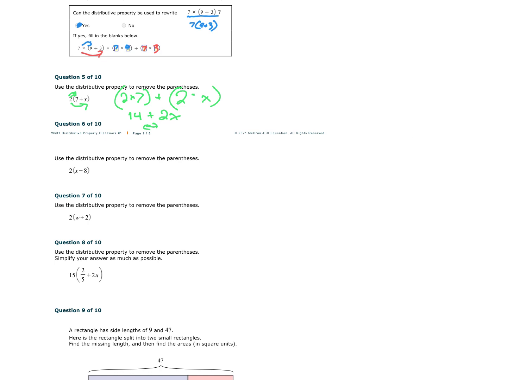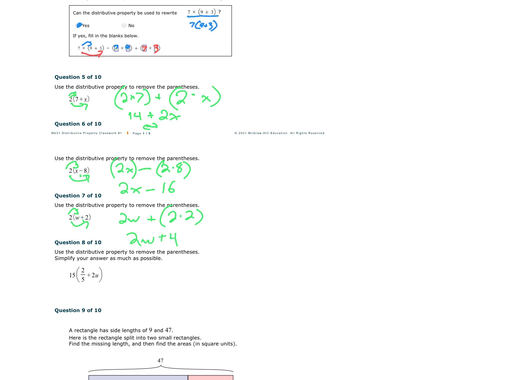Okay, we're going to use the same type of problem. 2 times x, then we have minus 2 times 8. Again, I can put the parentheses around it like we had earlier, but not always necessary because we know we're going to multiply before we add or subtract. Question 7. So we have 2w plus 2 times 2. So 2w plus 4.